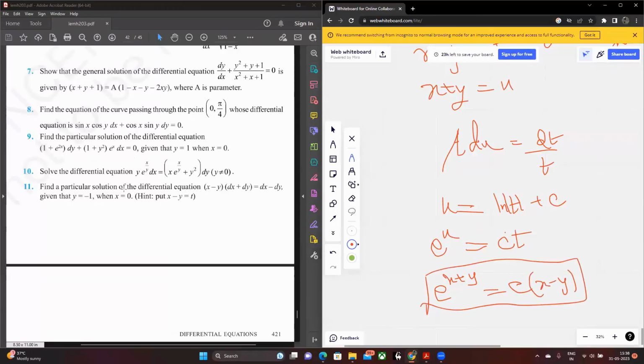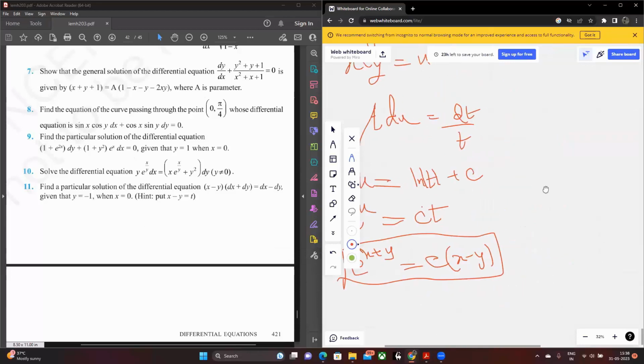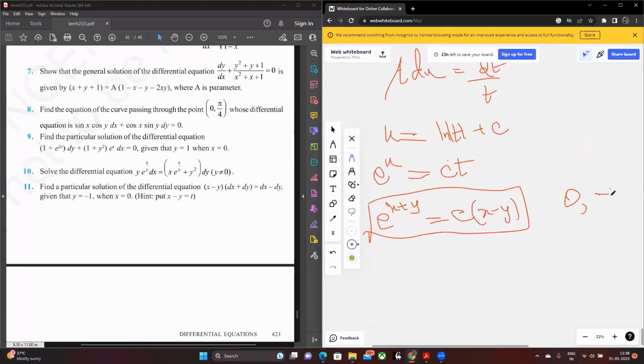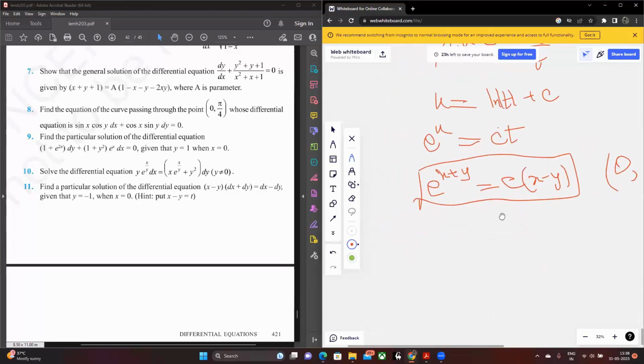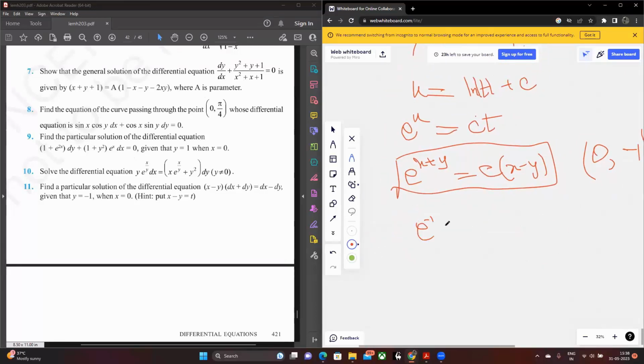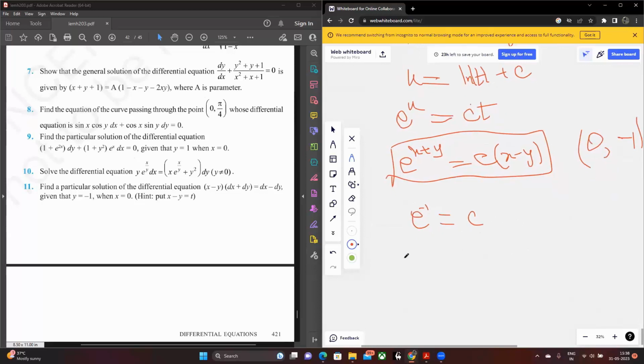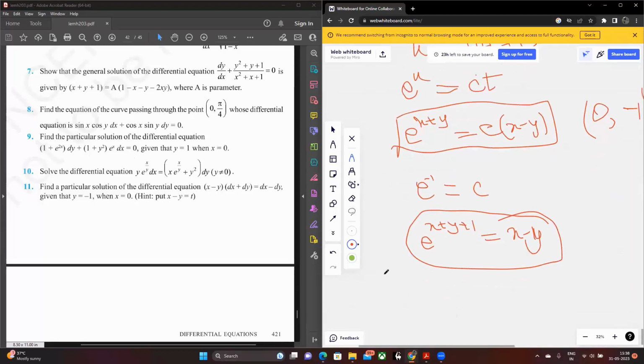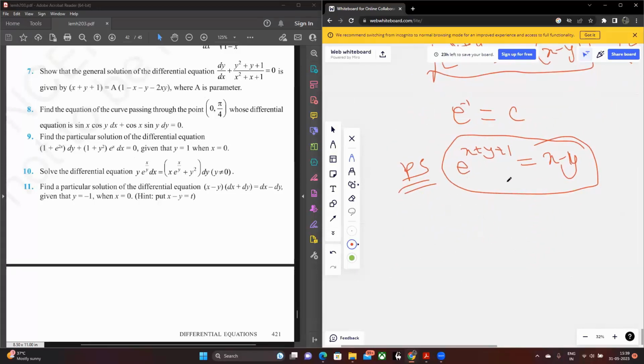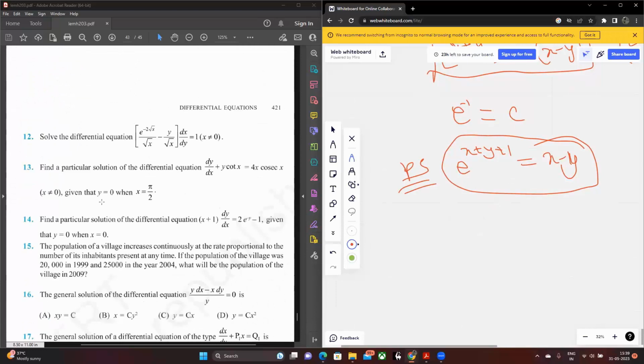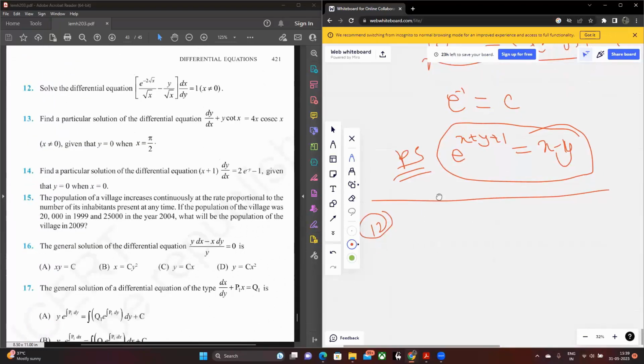Given that when x is equal to 0, y is equal to minus 1, so we have the point 0 comma minus 1. Substituting that over here, you basically have e power minus 1 is equal to c, or basically e power x plus y plus 1 is equal to x minus y. That's your particular solution. All right. Or ln mod x minus y is equal to x plus y plus 1, whatever. Again, same equation expressed in different forms, right? That's 11.